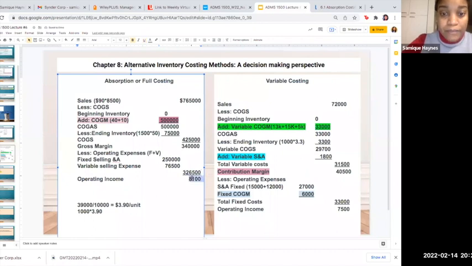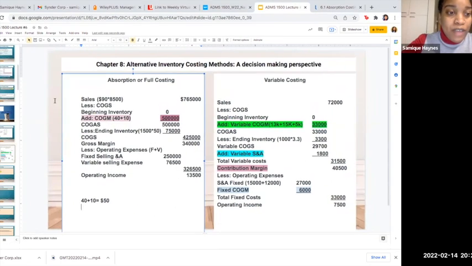And therefore, that means our operating income is $13,500. Anybody got that or almost got that? Almost is good enough for me.